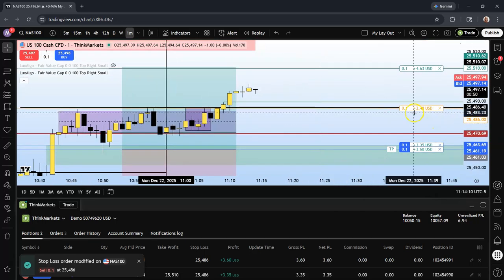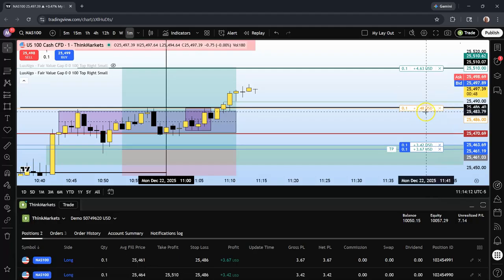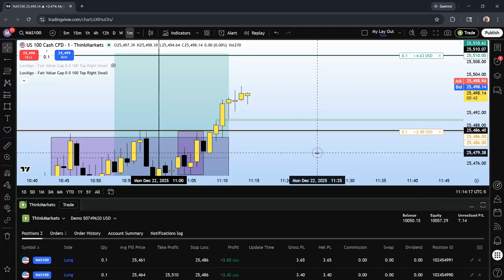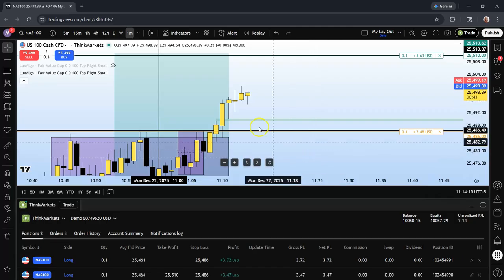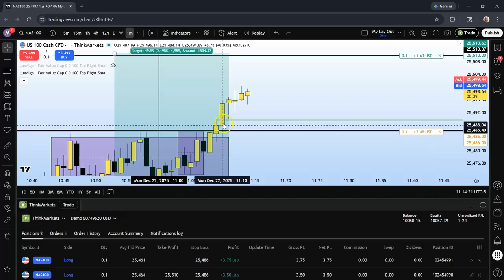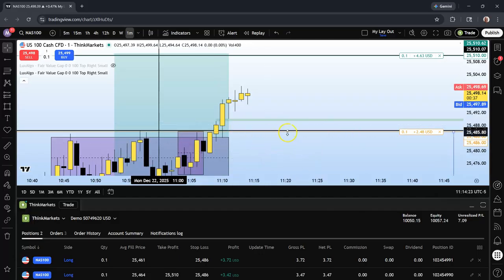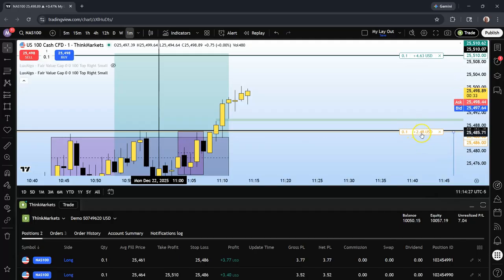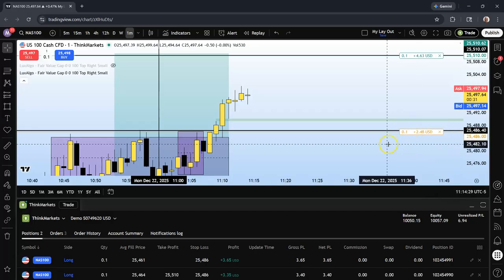So if it comes back and hits that line, I'll walk away with some profit. Okay, but I'm still in the market. This is how you secure the bag. If it comes back down to that line, I would have made $2.48. So that's a profitable trade. So there were 2 winning trades, 1 losing trade.